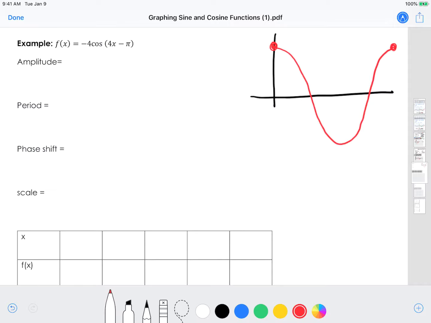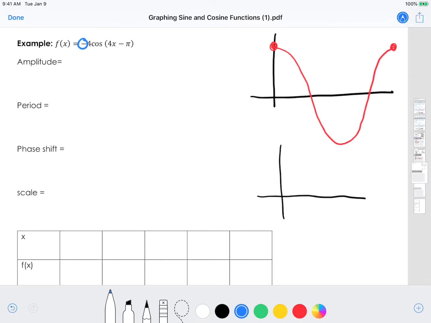Now here's the thing I want to also point out to you: notice the translated equation has a negative in front. So that tells me we are going to flip this graph upside down. So all of our minimums are going to become maximums, and all our maximums are going to become minimums. So when we flip this graph upside down, after we translate it, it is now going to look like this.